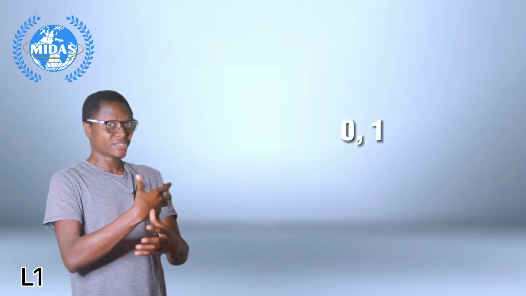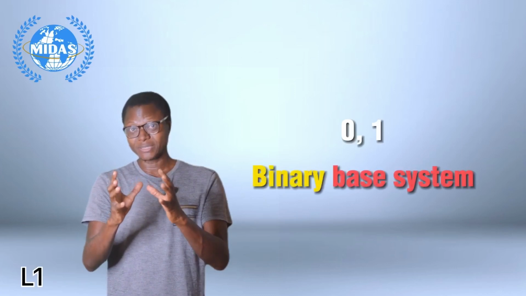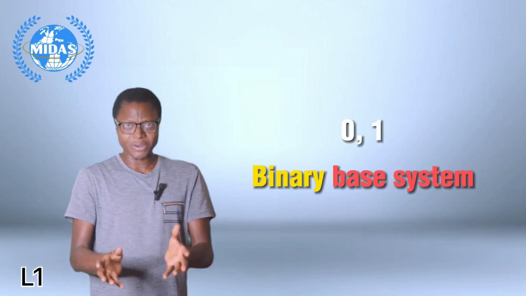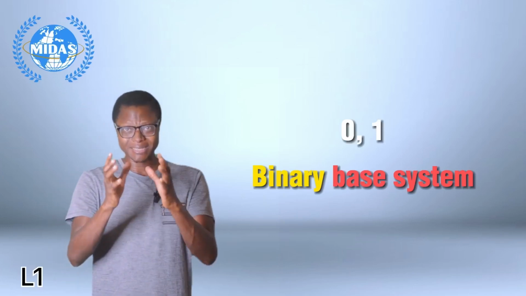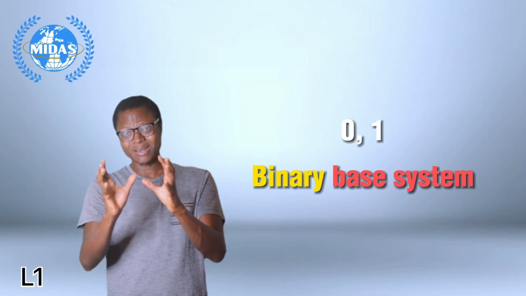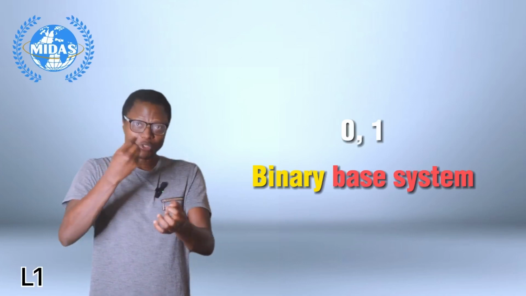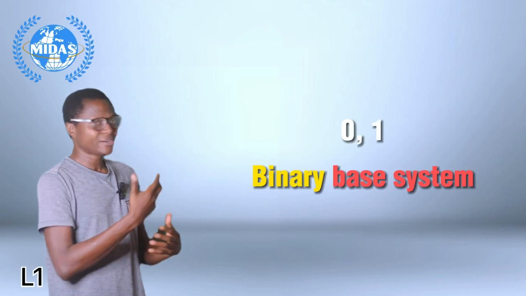So that's the binary system, and that's the computer language. Computer uses the binary system. Now, it doesn't mean that because it is just 0 and 1 that everything is just 0 and 1. No, it can use the 0 and 1 to express anything. The only thing is that it only has the 0 and 1 as the limited digits that it can use to express anything. There are other kinds of base systems.